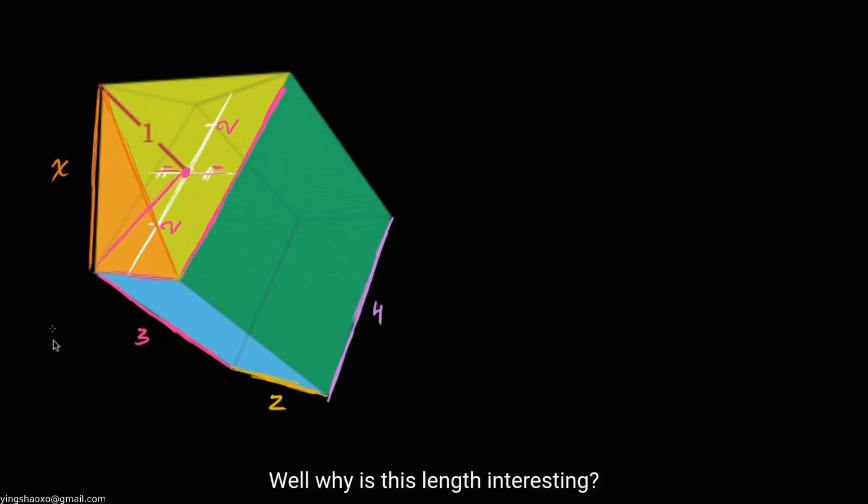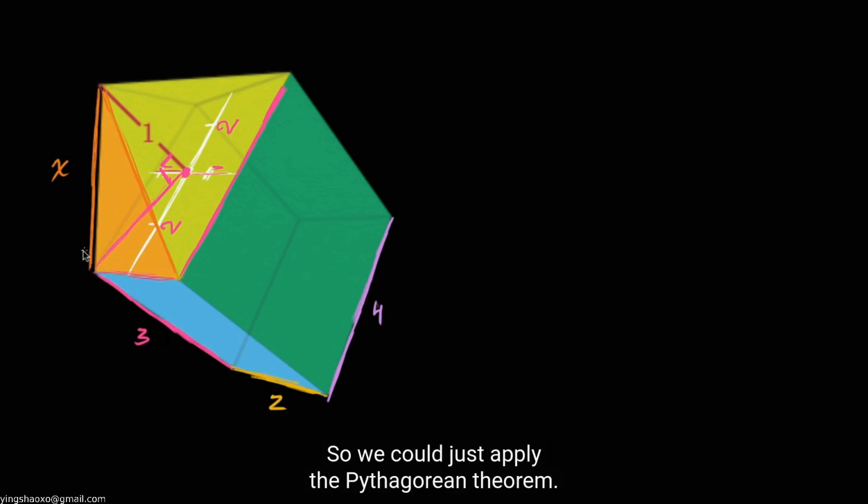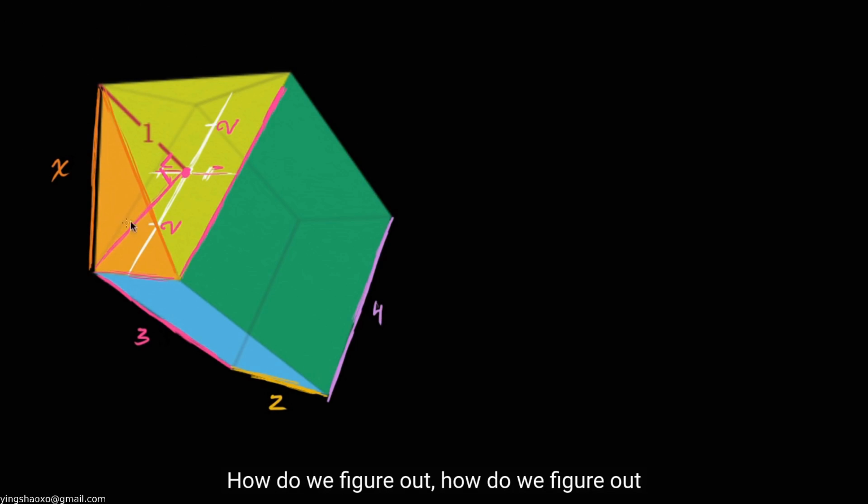Why is this length interesting? Well, that length forms a right triangle. That length and the 1 are the two non-hypotenuse sides of a right triangle, and then x would be the hypotenuse. So we could just apply the Pythagorean theorem. If we can figure out this, we can figure out x. So let's do one step at a time. Let me call this length A. How do we figure out length A?